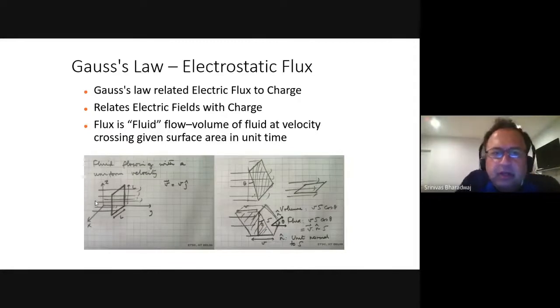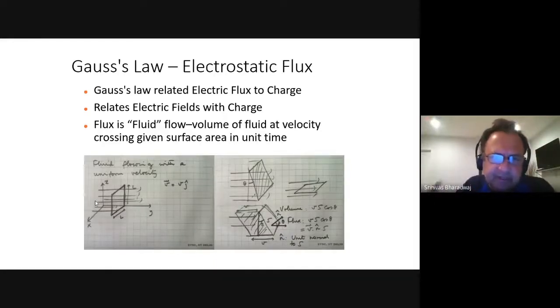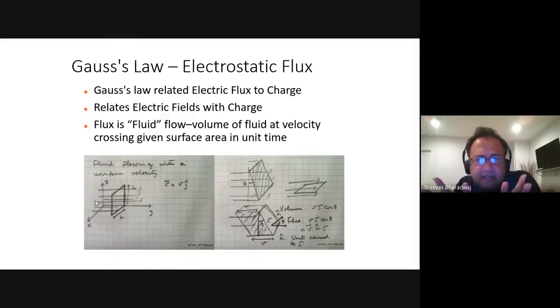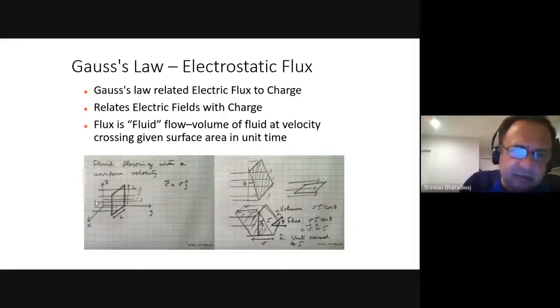Now, Gauss's law deals with electrostatic flux. Flux is like a fluid. Think of it like a fluid or volume flowing. Flux, fluid, right? It's like a fluid flow. If the electric field is intense, then you have more flux over a unit area. So it is electric field flowing from a charge out into the surroundings. Okay, so it is, how can I put it?